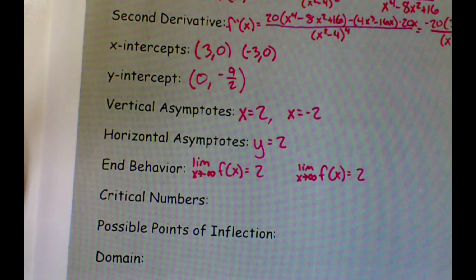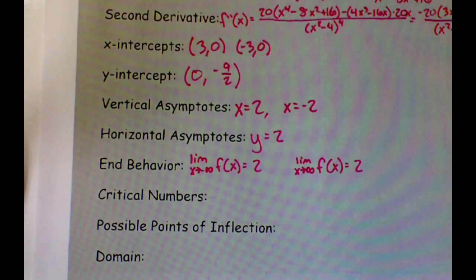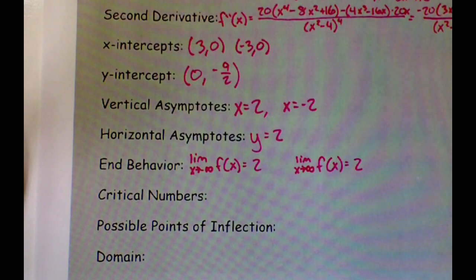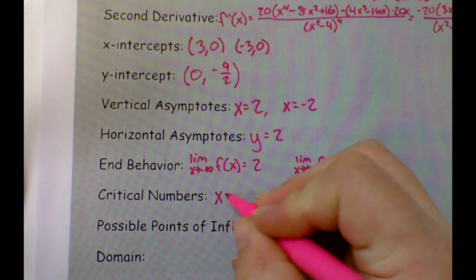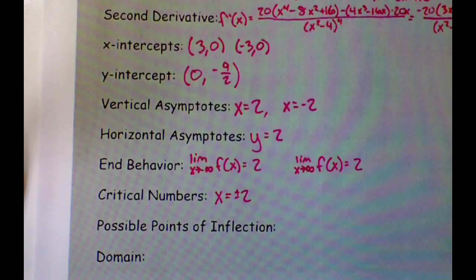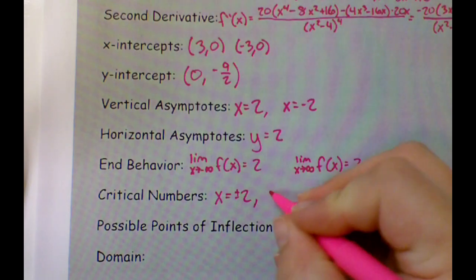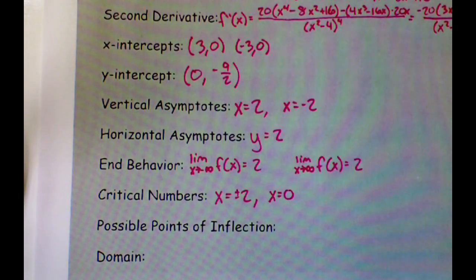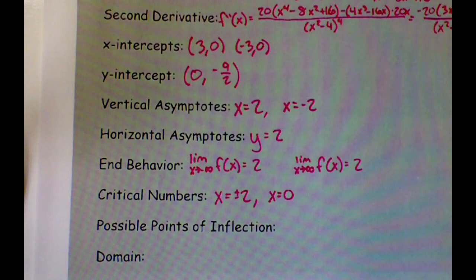Critical numbers, numbers that make the first derivative equal 0 or make it undefined. Well, positive and negative 2 definitely still make it undefined. And x equals 0 is another critical number because it makes the numerator 0.